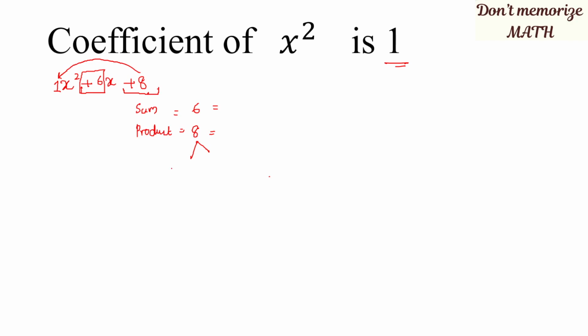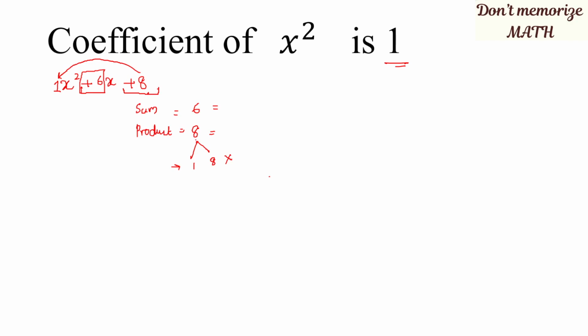How can we split 8? 1 times 8 is 8, right? 1 times 8 is 8. But 1 plus 8 is not 6. Can we get 6 from 1 and 8? No. So this is not the perfect way.